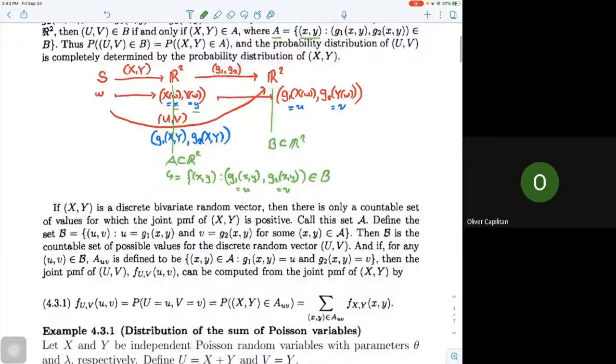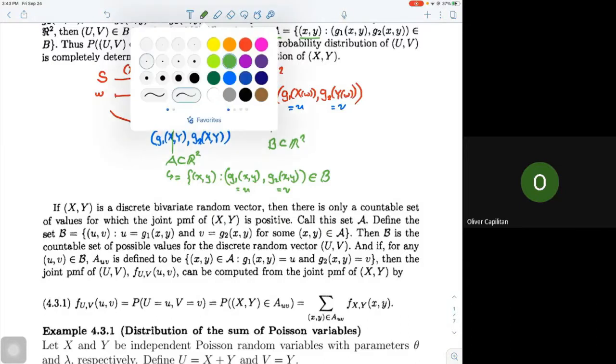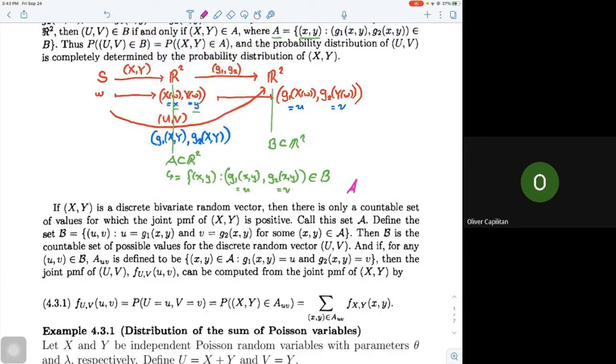So if the random vector X, Y is a discrete bivariate random vector, then there is only a countable set of values for which the joint PMF of this random vector is positive, and we denote it by script A. In other words, our script A is the set of all ordered pairs X, Y such that the joint PMF of the random vector X, Y is positive. That is our script A.